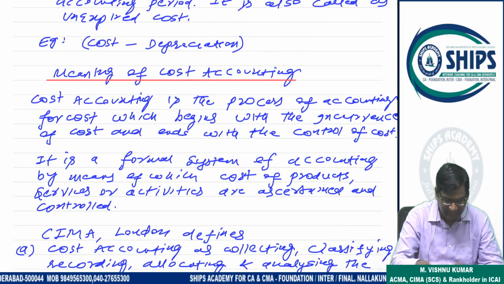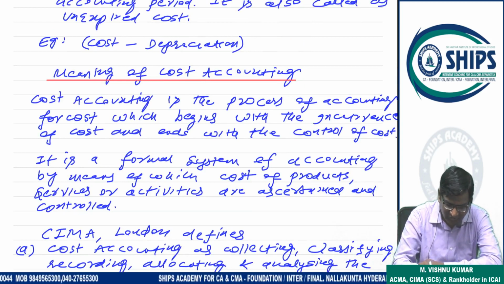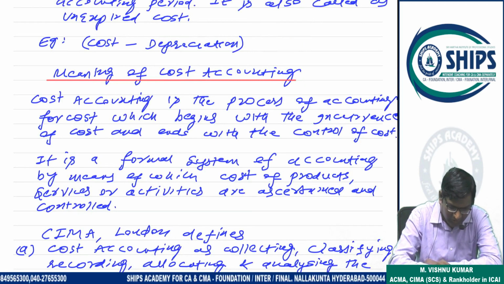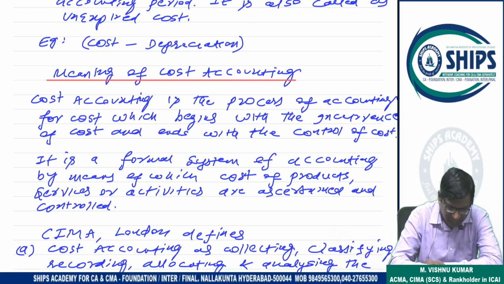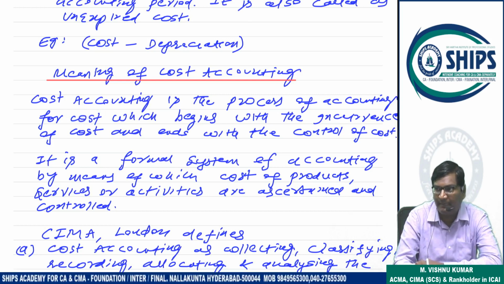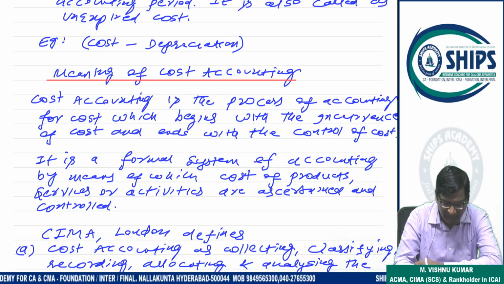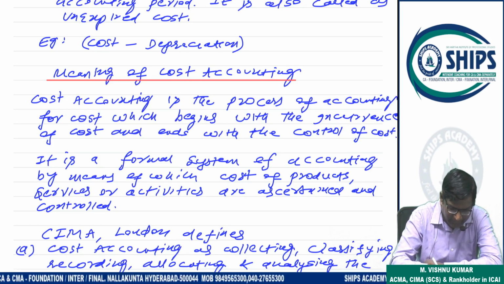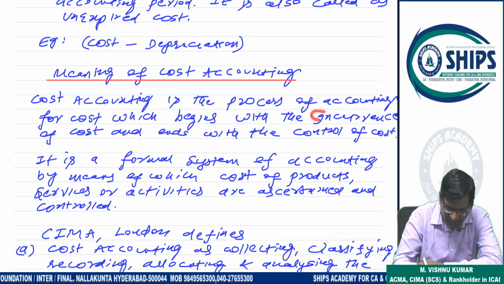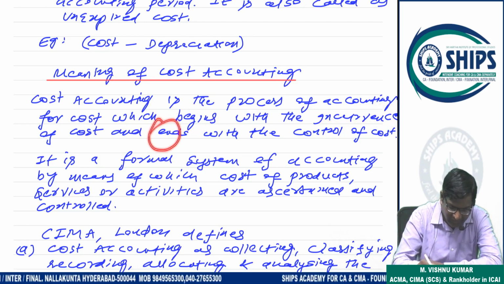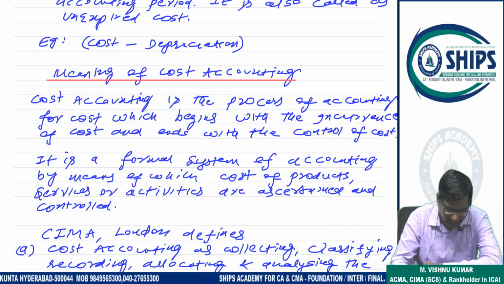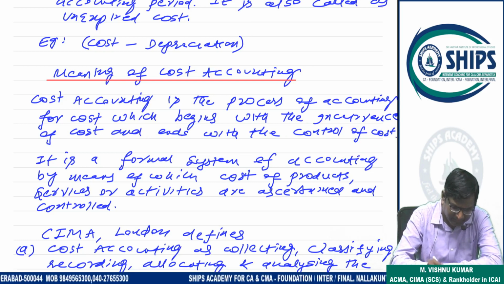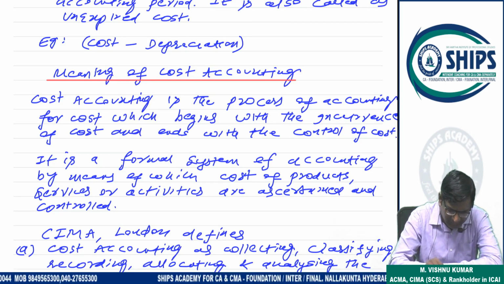So if you see, cost accounting is the process of accounting for cost, which begins with incurrence of cost and ends with cost control. The beginning point is incurrence. The ending point is cost control. You can write cost reduction also, no problem. Okay, clear?